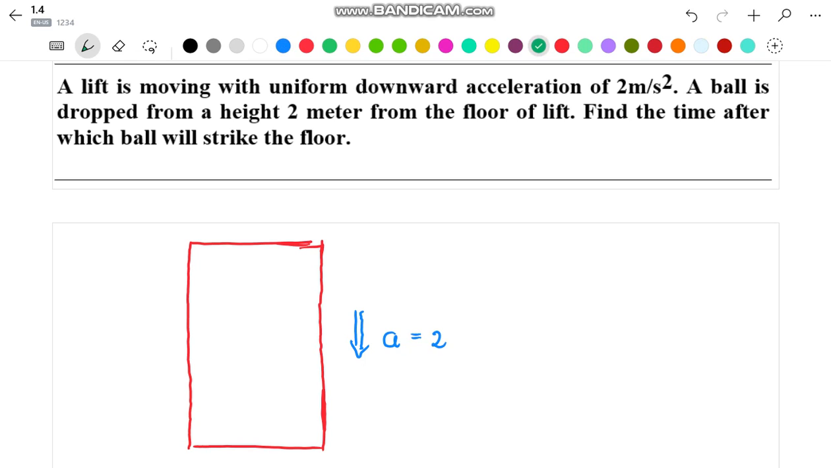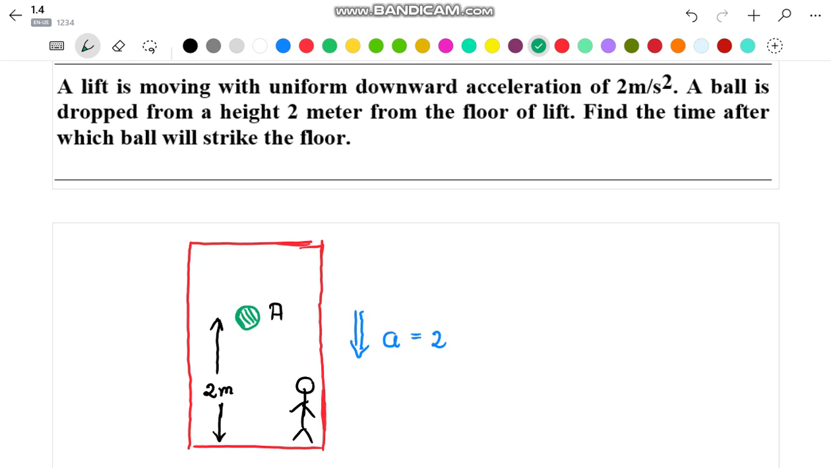So in the problem we have an object or ball which is dropped inside the frame of reference of lift from a height of 2 meters. All these data are mentioned in the problem. Now we have to find the time after which ball will strike the floor. So let us make our observation from frame of reference of lift.